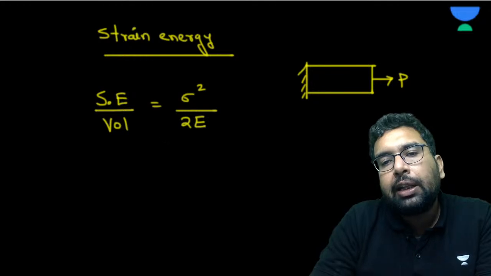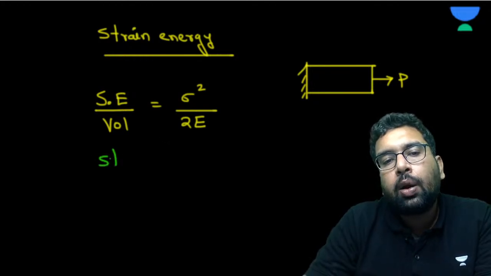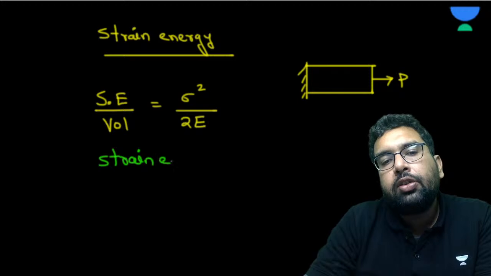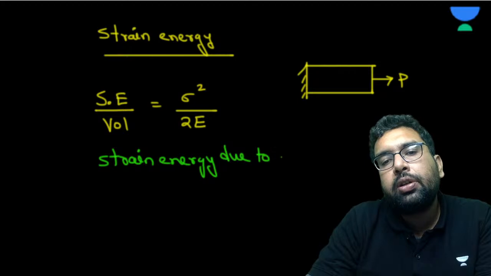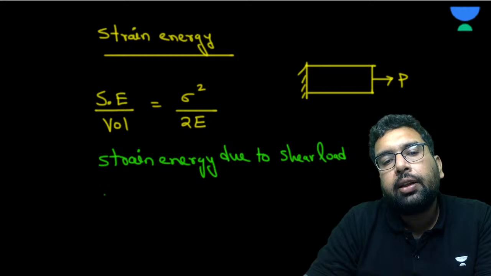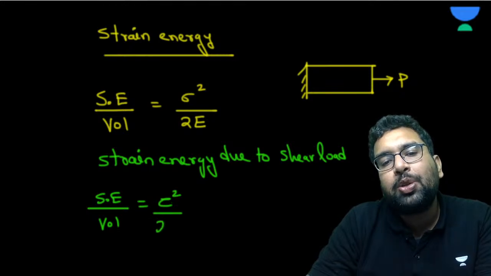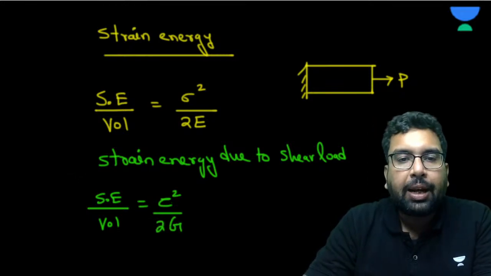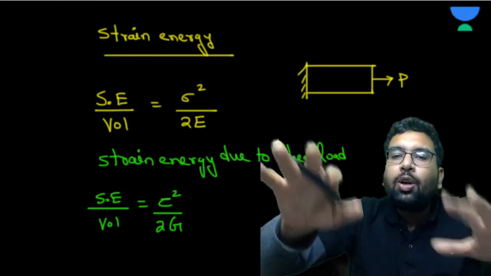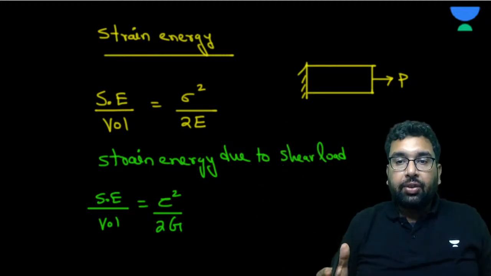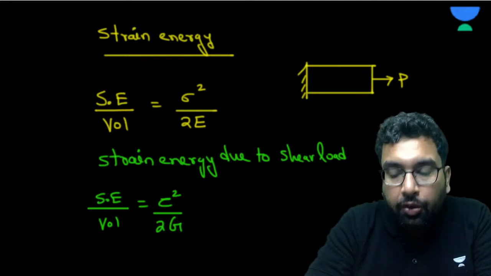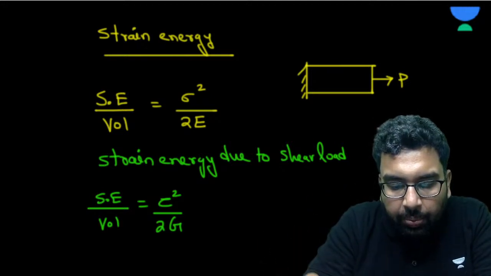Now, try to understand the analogy. So strain energy due to shear load, what is it going to be? In the same analogy, in the same line, it will just become tau square by 2G. Is it fine, beta? So if at all they ask you to find the strain energy when a body is subjected to the shear load, will you be able to do it? Yes or no? Please answer me.